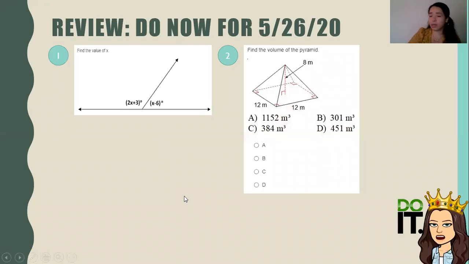Before we get started officially with the actual lesson, I want us to review the do now. For a question like this one, remember where these two angles, we add the two angles. So we add 2x plus 3 plus x minus 6. Do you guys know what that's equal to? Is it going to be equal to 90, or 180, or 360? What do you guys think?